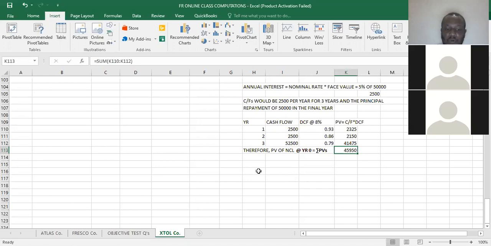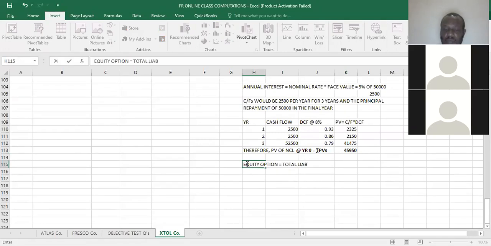But remember, we're not preparing for year 0. We're preparing for the end of year 1. So while this figure is good, all it will do for me now is to help me calculate my equity option. The equity option will be equal to my face value. So your total liability, or face value of that liability. Let me call it face value instead, so that it doesn't cause confusion with the present value of the liability.